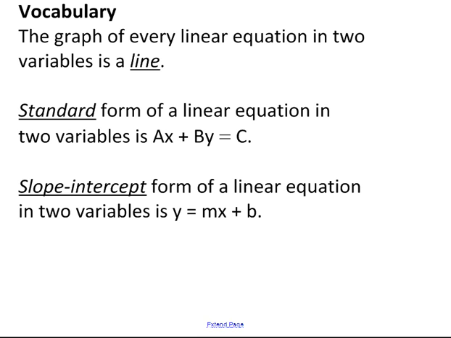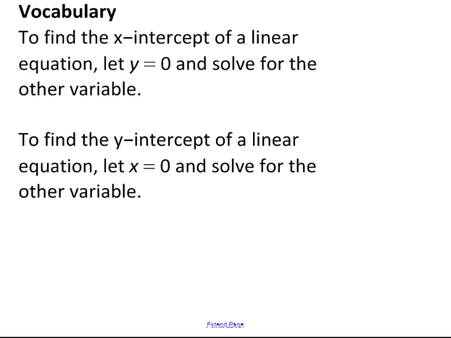A graph of every linear equation in two variables is a line. The root word for linear is line, so you know that a linear equation is going to be a line. Standard form of a linear equation: a number times x plus a number times y is equal to a number. Slope-intercept form: y equals mx plus b, where m represents the slope and b is the y-intercept. To find the x-intercept, you let y equal 0 and solve for x. To find the y-intercept, let x equal 0 and solve for y.